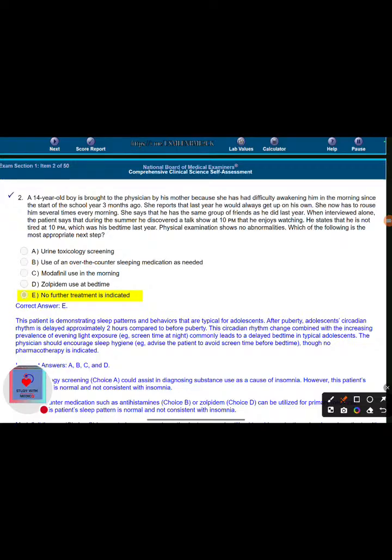She says that he has the same group of friends as he did last year. When interviewed alone, the patient says that during summer he discovered a talk show at 10 p.m. that he enjoys watching. He said that he is not tired at 10 p.m., which was his bedtime last year. Physical examination shows no abnormalities, so the following is most appropriate next step.